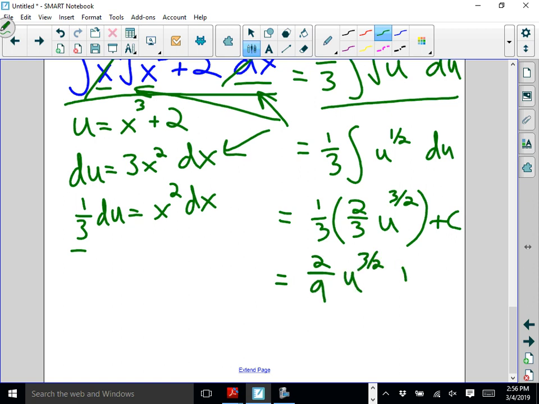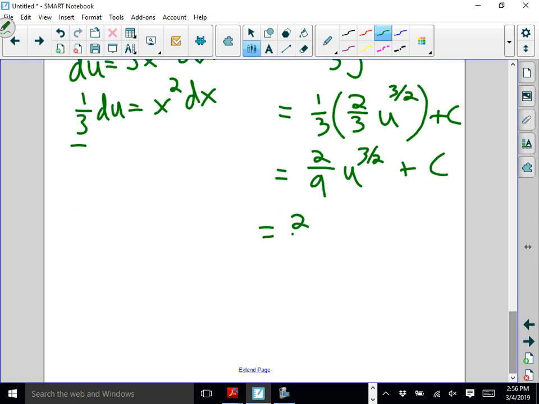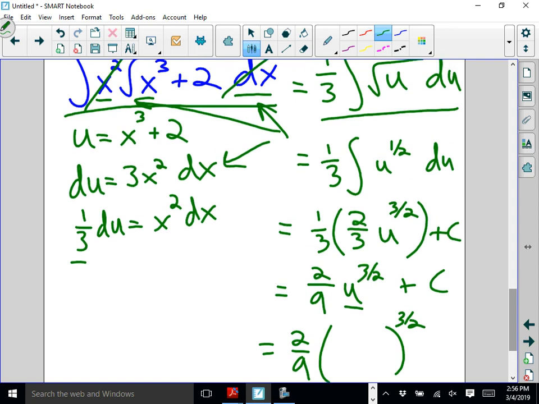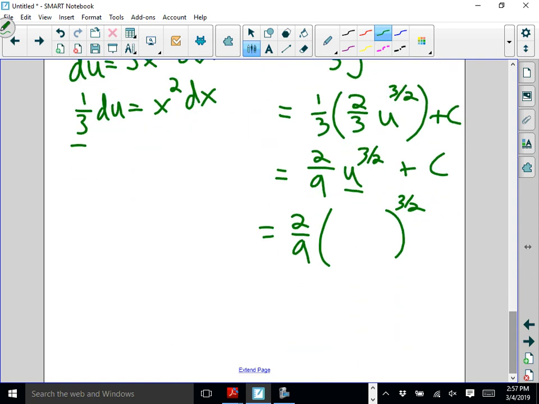So there's my answer. The problem is my answer right now is in terms of u. I don't want my answer to be in u, I want it to be in x. So I'm just going to substitute back. Oh crap, what was u? Oh nice, I have it written down right here. u equals x cubed plus 2. And that is our final answer.